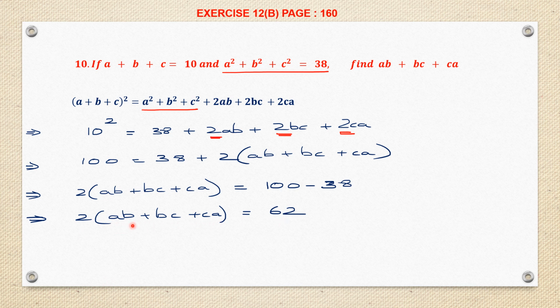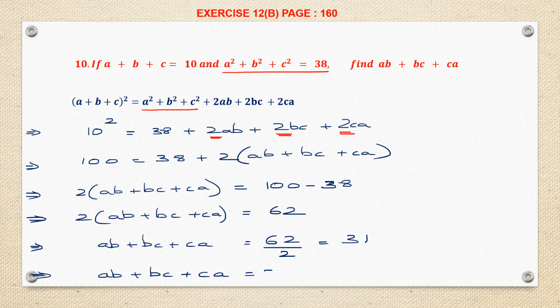Now we need to find only this. So we're going to remove 2 from here and take it to the other side. Here it is multiplication. So when it goes to the other side, it becomes division. So ab plus bc plus ca is equal to 62 divided by 2. 62 divided by 2 is 31. So we have found the value of ab plus bc plus ca, and that is 31. So this is our answer here, 31.